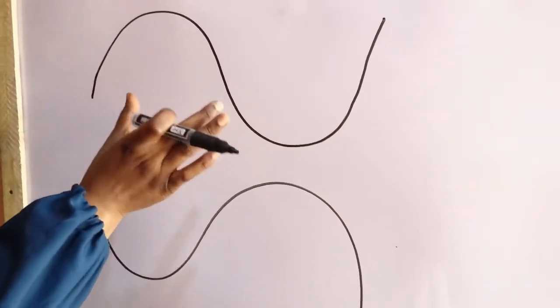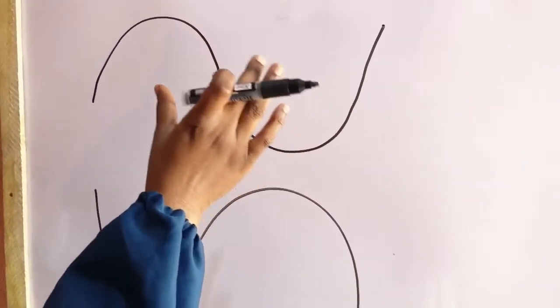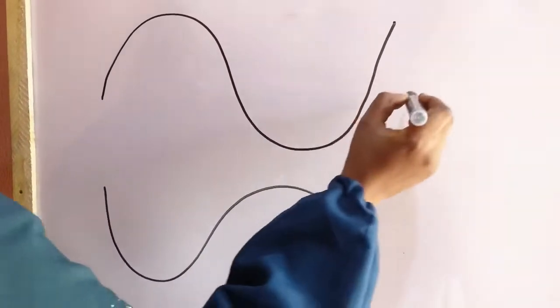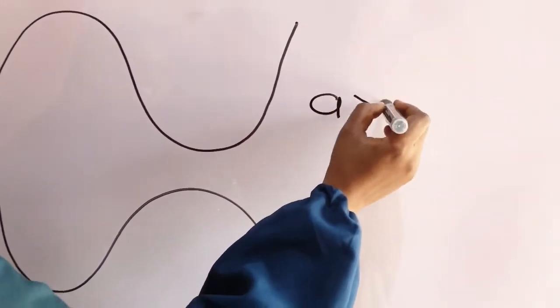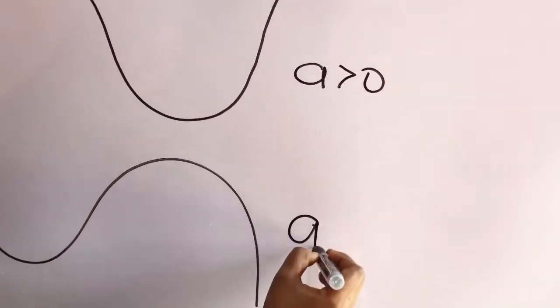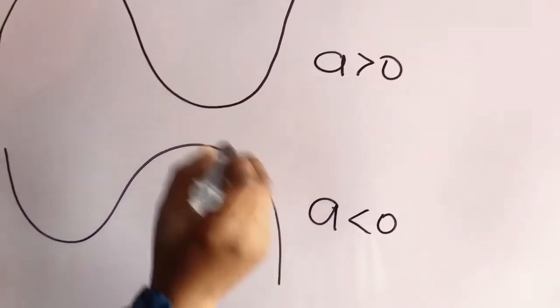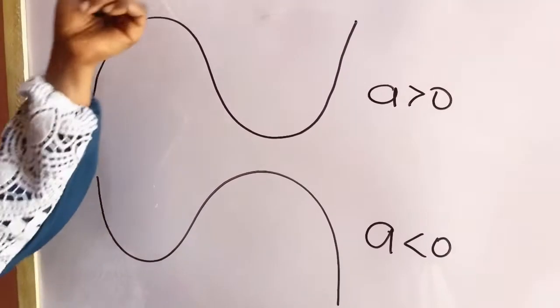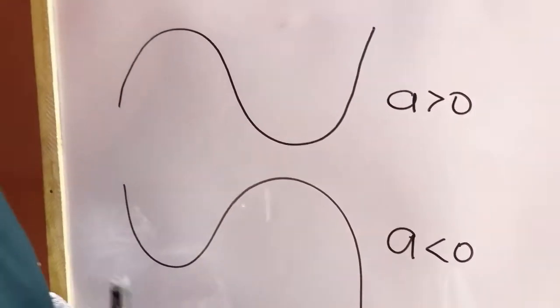Now, which shape is formed depends on whether a is greater than 0. So when a is greater than 0, the shape must look like this. And this is when a is less than 0. Now let's have an example so you can understand how we can draw the graph of polynomials of degree 3.